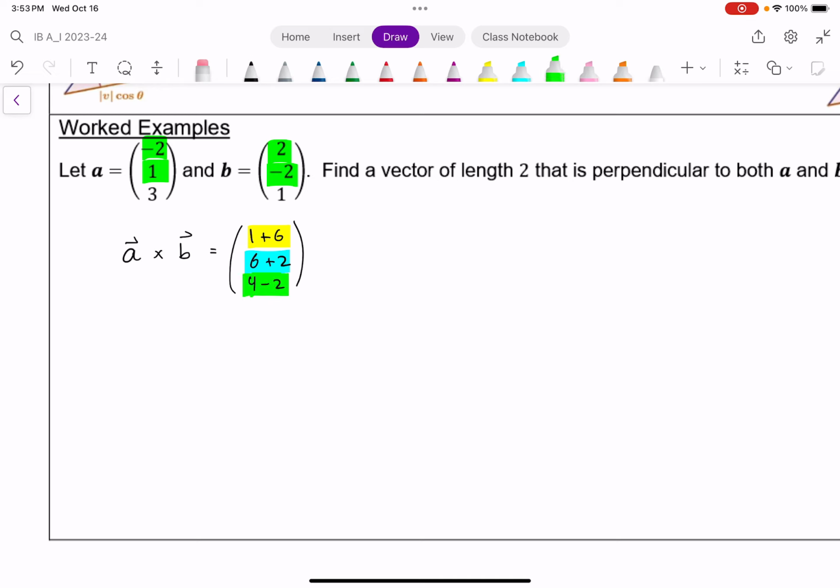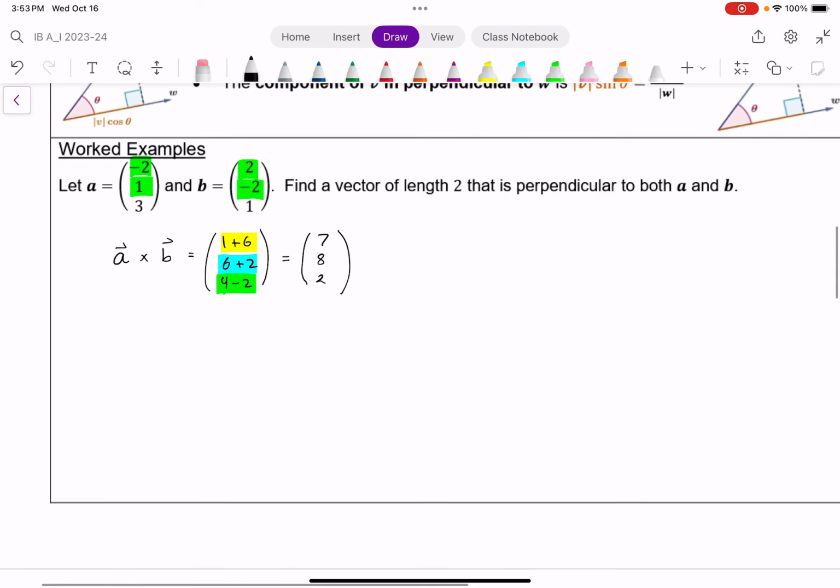Easy to get some things mixed up. Definitely got to be careful with your negatives. So in the end, the vector product of these two has elements 7, 8, and 2. And so that vector is perpendicular to both A and B, and we call that the vector product.